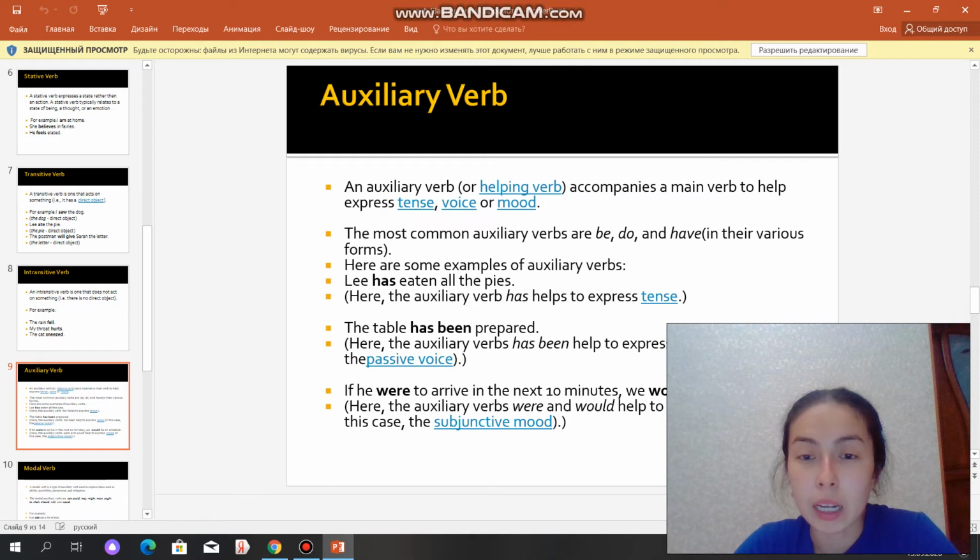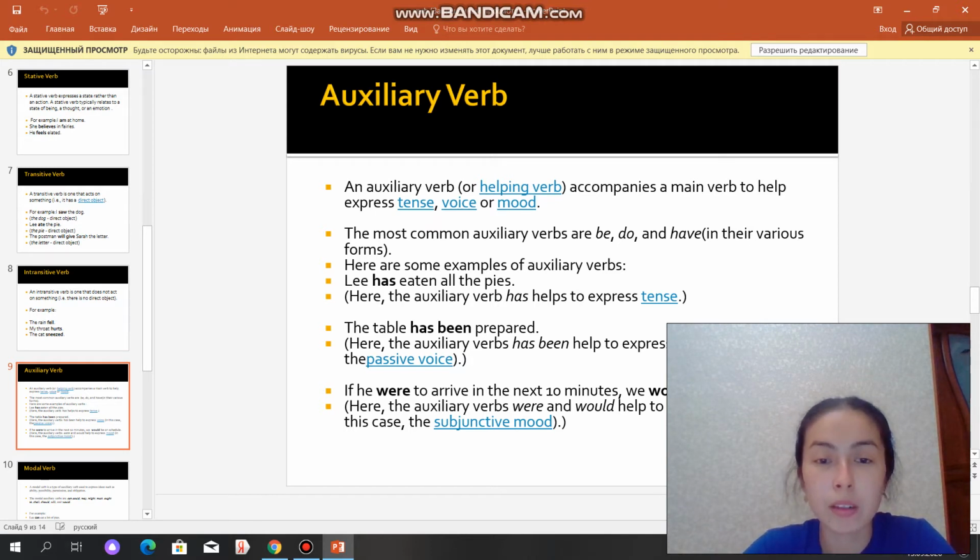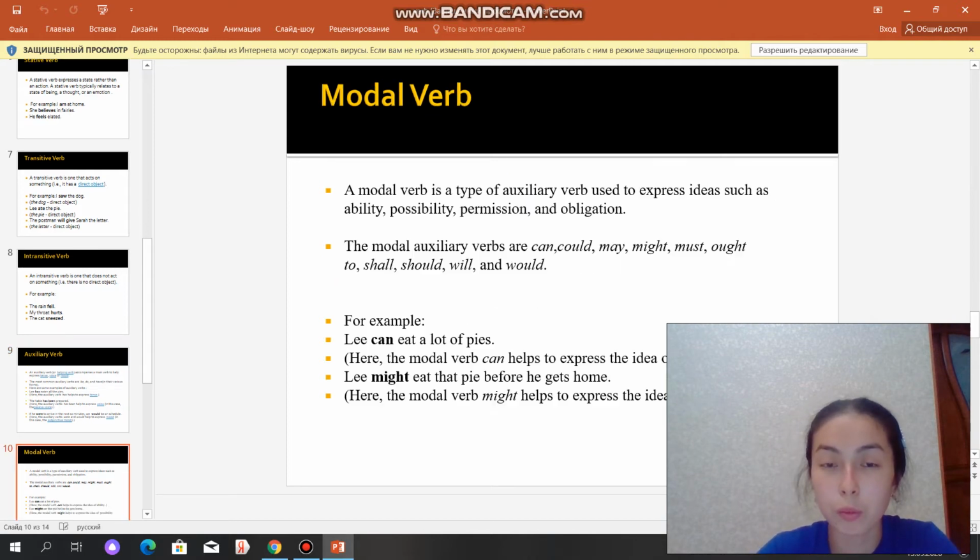Here are some examples of auxiliary verbs. Lee has eaten all the pies. Here the auxiliary verb has helps to express tense, время. The table has been prepared. Here the auxiliary verb has been helped to express voice, in this case passive voice. If he were to arrive in the next 10 minutes, we would be on schedule. Here the auxiliary verbs were and would help to express mood, in this case the subjunctive mood.